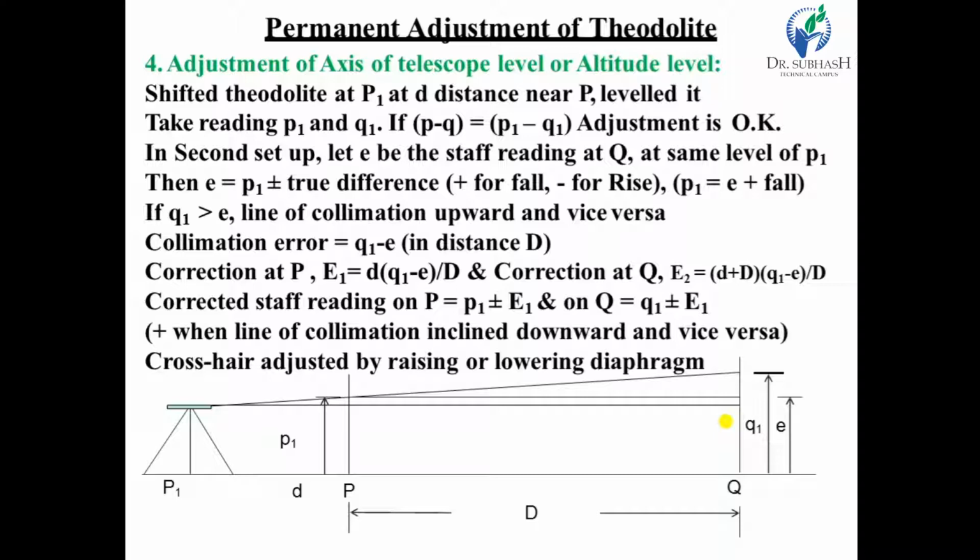Correction at P is called E1. E1 is equal to D multiplied by (Q1 minus E) by D, and correction at Q is E2 equal to (D plus D) times (Q1 minus E) by D. Corrected staff reading on P is equal to P1 plus or minus E1, and on Q is equal to Q1 plus or minus E2. Plus when the line of collimation inclines downward and vice versa. Cross hairs are adjusted by raising or lowering the diaphragm.